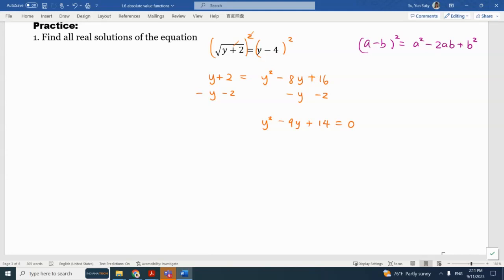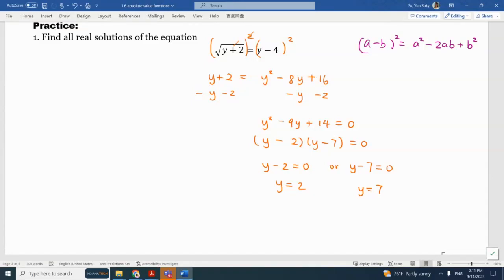Yes, everybody? Can we factor this? Yes. How? y minus 2 and y minus 7. Yeah, very good. Right, everybody? Good. We have a product of two factors equal to 0. So we just set each factor equal to 0. What's y? 2, 7. Okay, questions. Are we done?